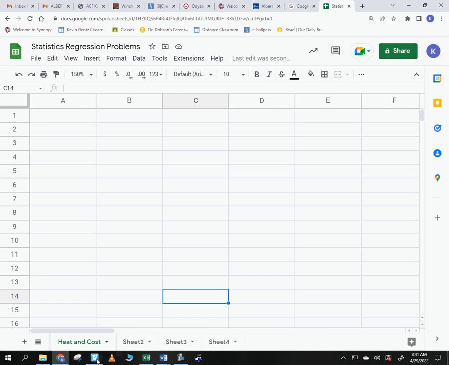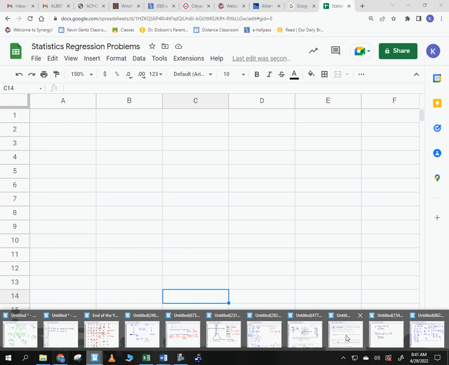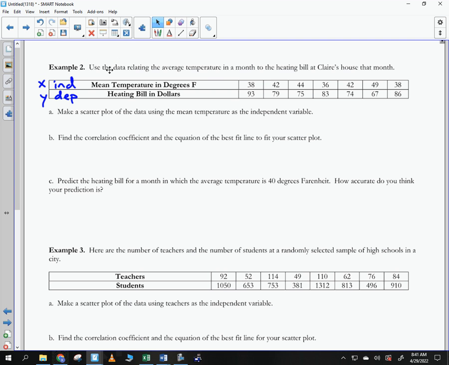Notice that the problem in front of us says as follows. Let's see if I can find it. I think it's here. It says use the data relating the average temperature in a month to the heating bill at Claire's house that month. So you can see yesterday we talked about temperature and the heating bill. Temperature causes the heating bill. It says make a scatter plot of the data using the mean temperature as the independent variable.